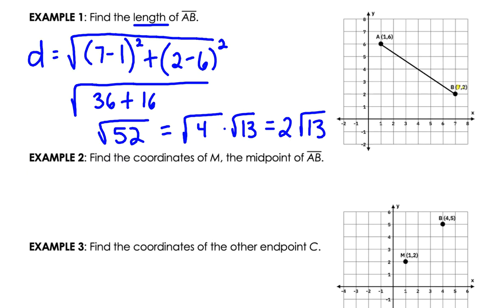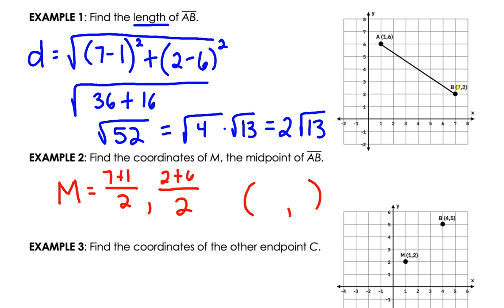All right, next it says to find the coordinates of M, which is the midpoint of AB. So using that same segment from example 1, we're going to find the midpoint. So in our midpoint, we average the x coordinates. So I'm going to do 7 plus 1 divided by 2. And we average the y coordinates. So I'm going to do 2 plus 6. And when I do that, my coordinate pair, 7 plus 1 is 8. 8 divided by 2 is 4 for the x coordinate. And then for the y coordinate, 6 plus 2 is 8. 8 divided by 2 is 4. So the midpoint of those 2 would be 4, 4, which we can see in the picture up there.